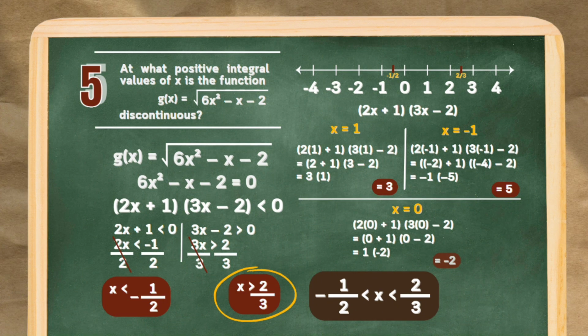Since if we substitute 0 to the function, we get negative 2, and that represents the inequality that makes the positive integral value of x in the function g of x equals the square root of 6x squared minus x minus 2 discontinuous.